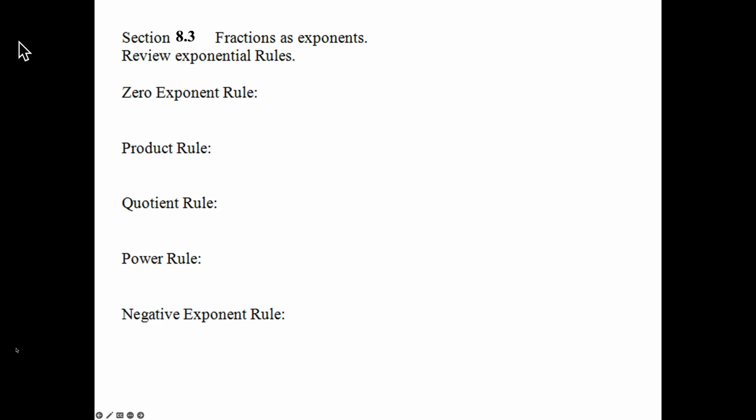All right, welcome to section 8.3. We're going to look at fractions as our exponents. So a quick review of our exponential rules. Remember the zero exponent rule says that x to the 0 power is equal to 1 as long as your base does not equal 0. And then we have the trick questions.